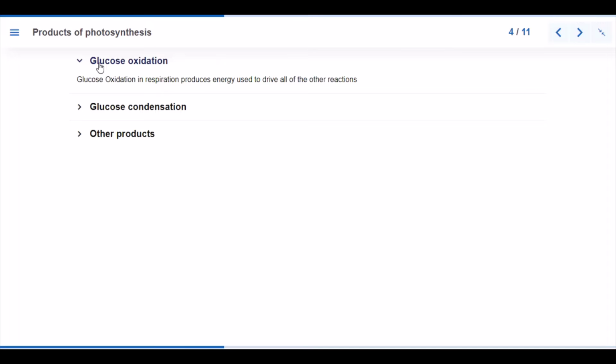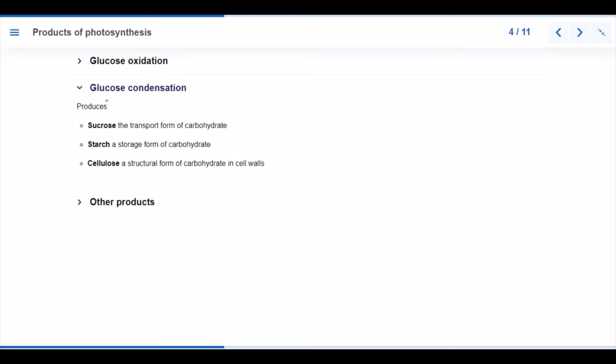Products of photosynthesis now. Glucose oxidation in respiration produces energy used to drive all of the reactions. Glucose condensation produces sucrose, starch, and cellulose. Sucrose is the transport form of carbohydrates. Starch is a storage form of carbohydrates. Cellulose is a structural form of carbohydrates in cell walls.